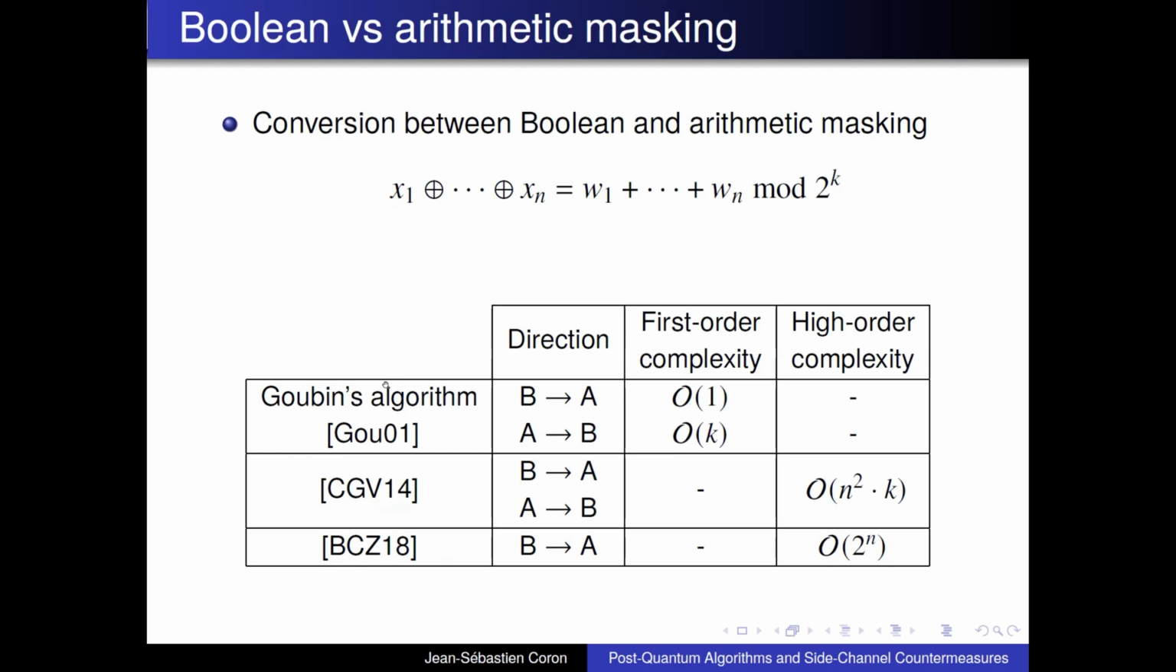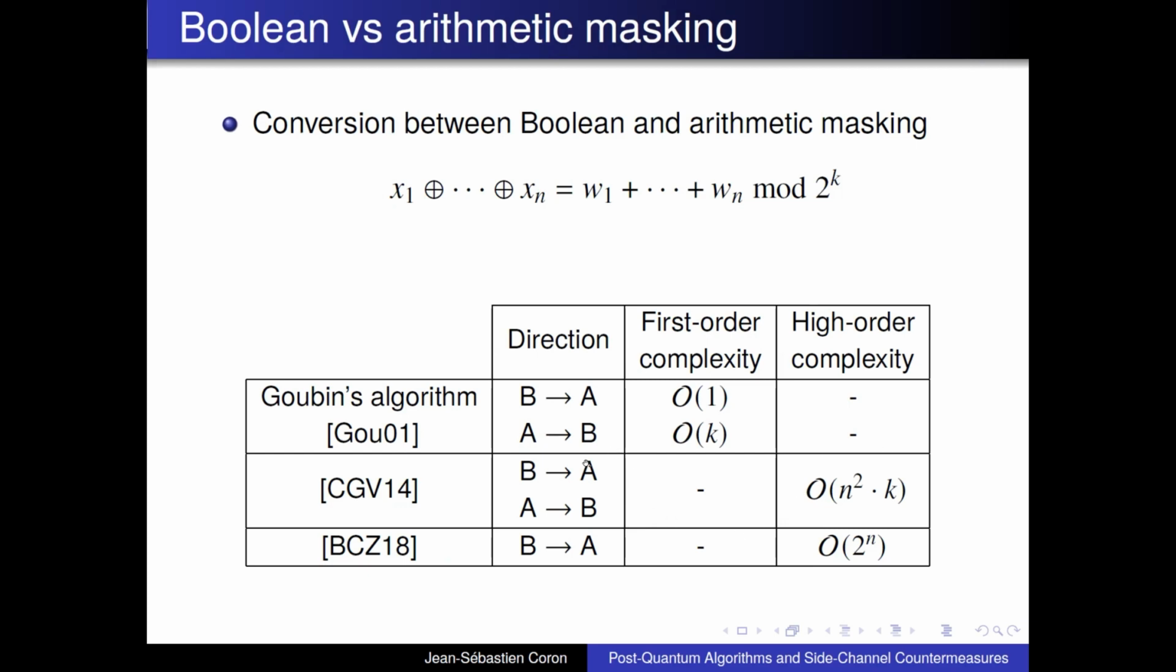The first conversion algorithms were described by Goubin more than 20 years ago, in both directions. The Boolean to arithmetic conversion is quite efficient. It takes only constant time, independent of the size of the modulus. And for arithmetic to Boolean, the complexity is linear in the size of the register. Then this was extended to higher order in both directions, and in that case the complexity is n squared times k.